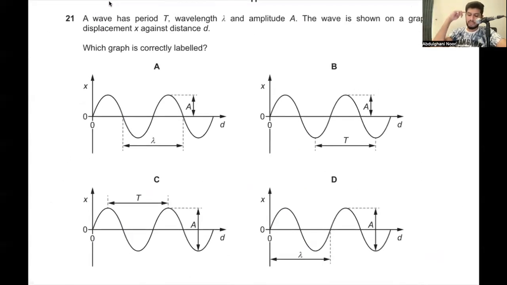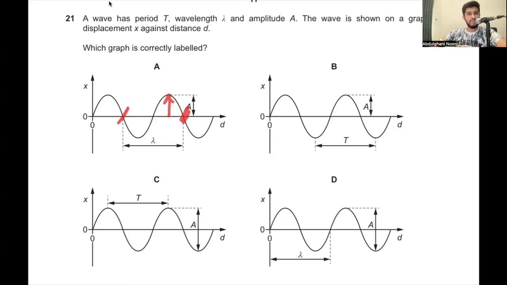A wave has a period T, wavelength lambda, and amplitude A. The wave is shown on a graph of displacement against distance. Which graph is labeled correctly? So a straightforward question. You look at option A. Amplitude is always from the mean position. No. The amplitude is always from the mean position. The wavelength is from this point all the way up till this point.